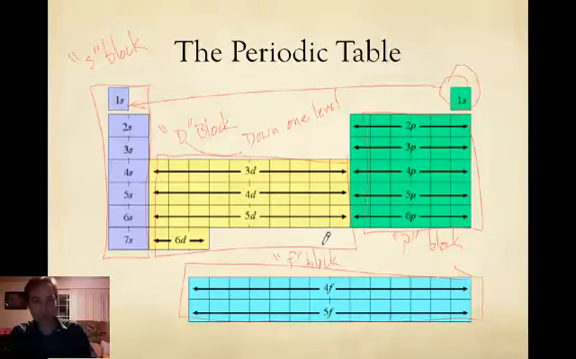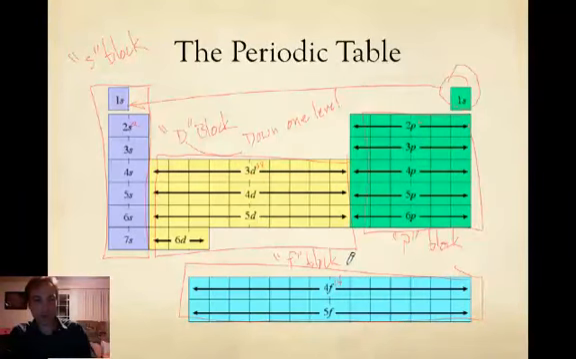And I do want to point one more thing out. Notice the S block is 2 columns wide. That's because the S sublevels can only hold 2 electrons, right? The D block is 1, 2, 3, 4, 5, 6, 7, 8, 9, 10 columns wide, because D sublevels can hold 10 electrons. The P block is 1, 2, 3, 4, 5, 6 across. It can hold 6 electrons. The F is 14 columns across, which means the F can hold 14.